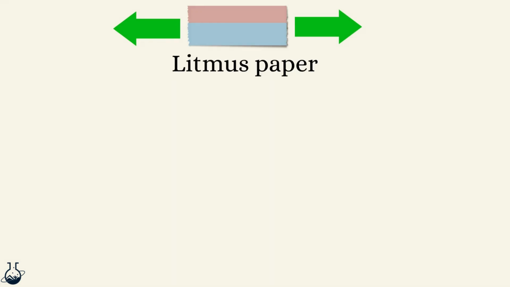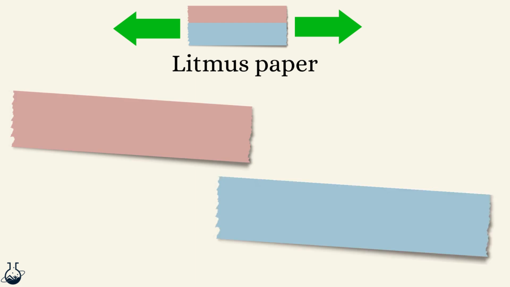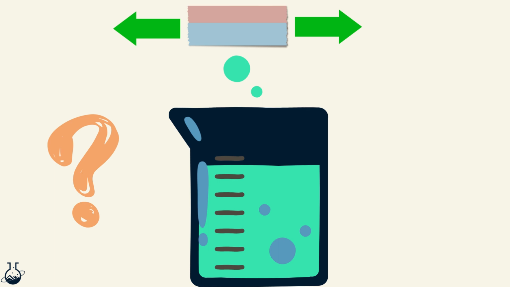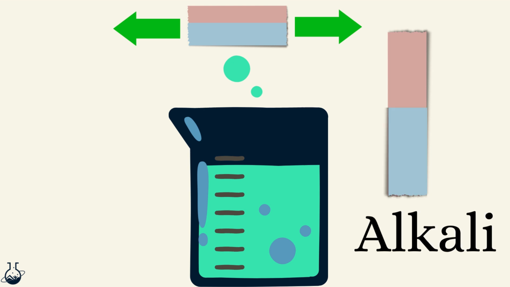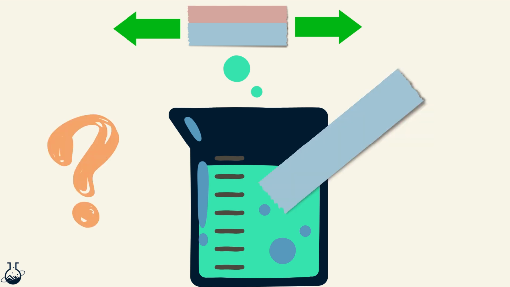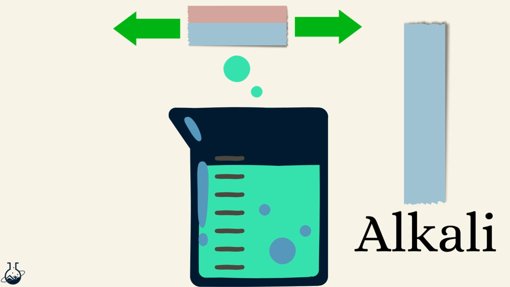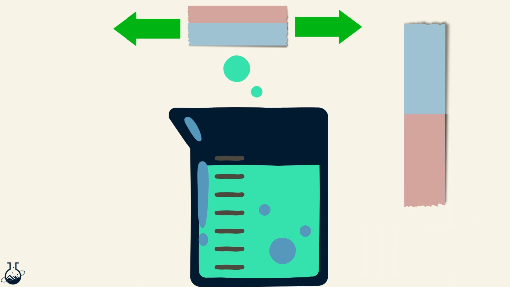Litmus paper is a commonly used indicator in the lab. You can get red strips of paper and blue strips of paper. These can be dipped into an unknown substance to determine whether it's an acid or an alkali. If you dip a red strip of litmus paper into an unknown substance, and when removed it stays red, that tells us it's an acid. However, if the dipped portion turns blue, it's an alkali. On the other hand, if you dip blue litmus paper and it stays blue, this means it's an alkali. Or if it turns red, it's an acid.